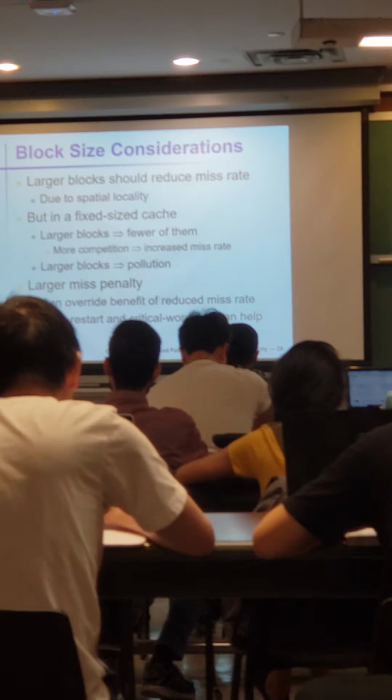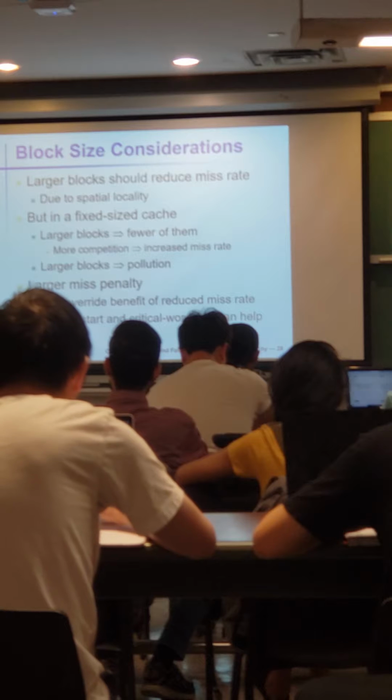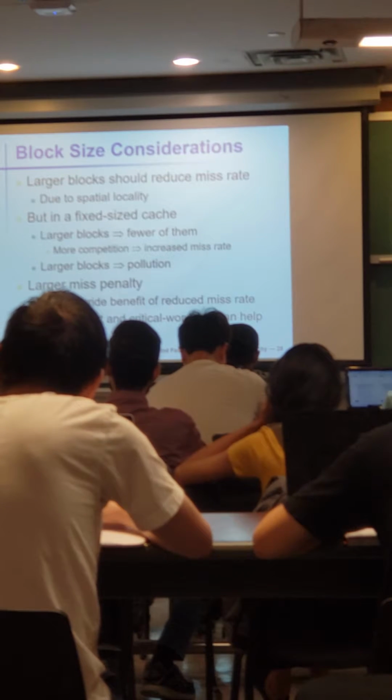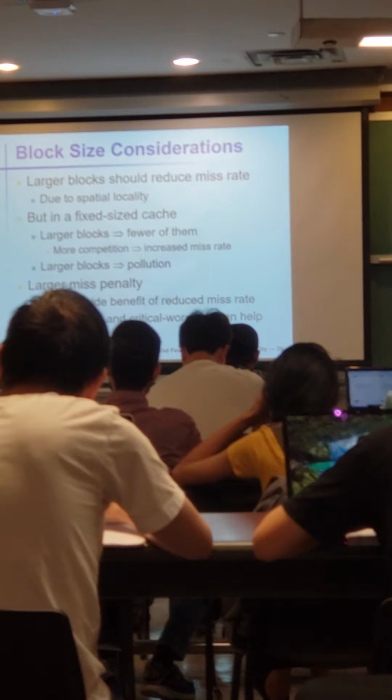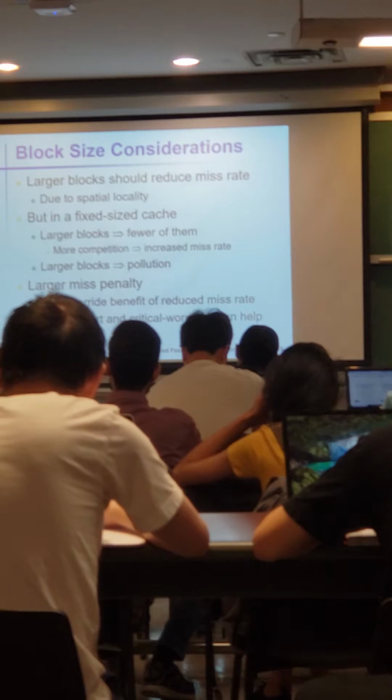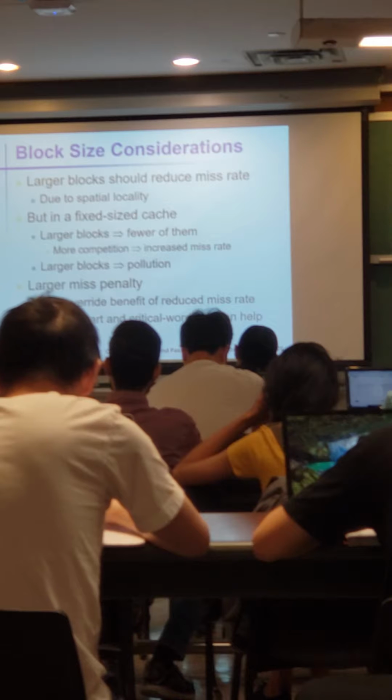So then you have a choice. If you have this amount of memory, then you can have more entries, but each entry can hold less data. Or you can have fewer entries, but each entry can hold more data. So where is the good balance? The memory is the same, right?